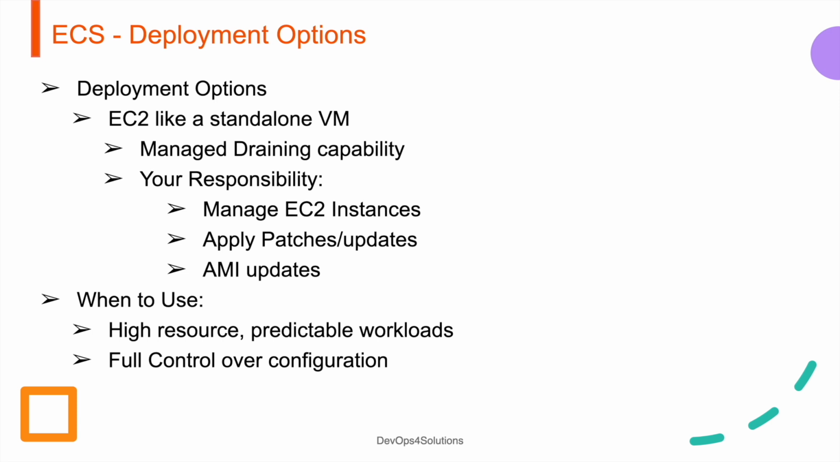So when to use EC2 instances? You can actually use it for all of your applications, high resource predictable workloads, and when you need full control over configuration. So with this option, when you are going directly with an EC2 instance, you can actually choose ECS on EC2, unless you have some requirements where containerization is not supported.